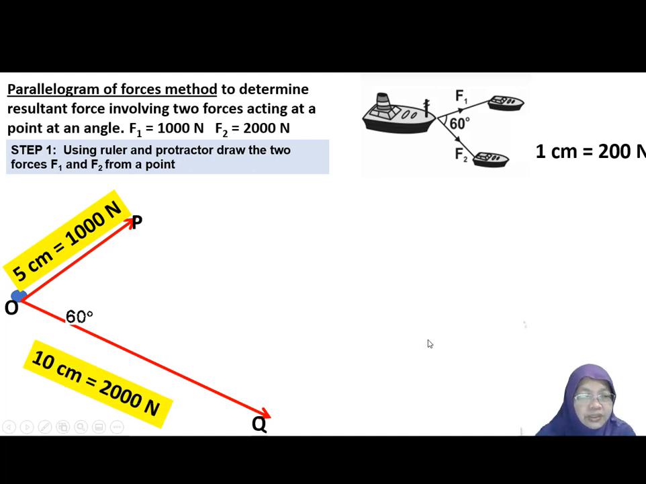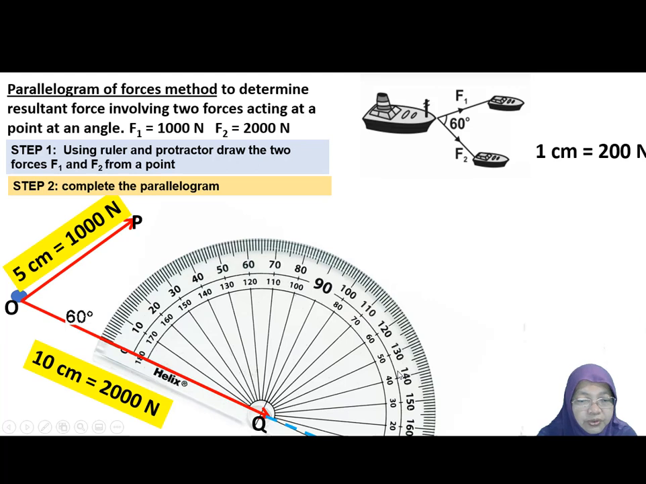Now we have to complete the parallelogram. This is difficult, but you have the method, right? So what I do is I add a line here. Now I want to have this one, right? We know that the angle is 60 degrees. So I use a protractor and measure 60 degrees here. And this should be 5 centimeter. Use a ruler, it should be 5 centimeter.